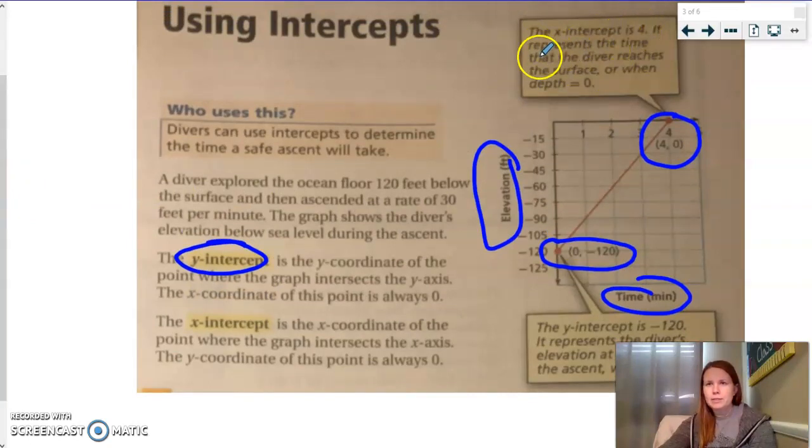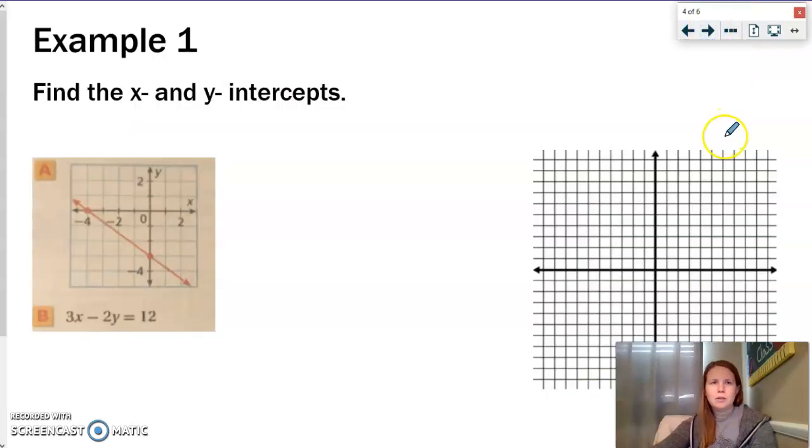Then it says that the x-intercept is 4. It represents the time when the diver reaches the surface, when the depth is 0. So the time is now 4 minutes. His depth or his elevation is 0, and that's what it means to interpret those. Being able to know what your x and your y mean within your relationship or your problem is really going to help you determine what those x and y values, or intercepts, really mean.